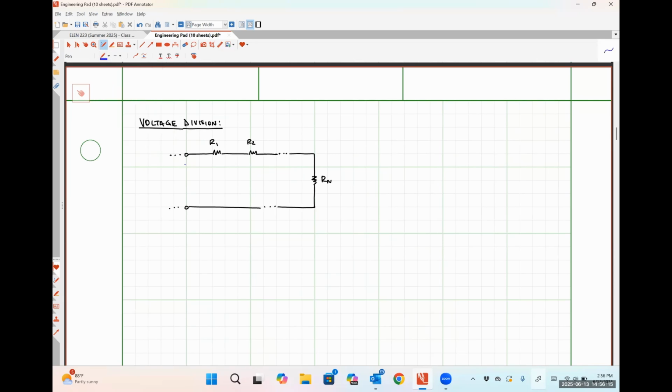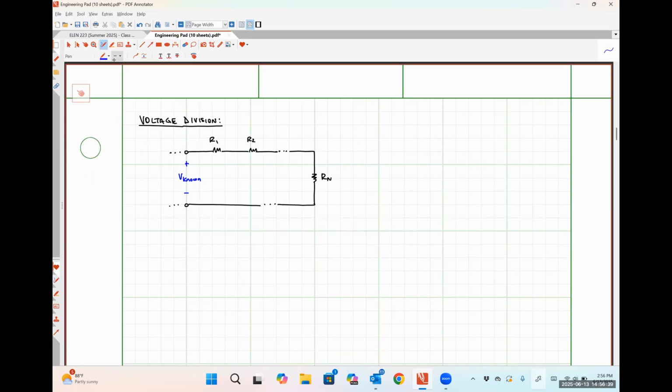I'm going to call the voltage drop across all of these resistors connected in series V known, because in order for us to apply the voltage division technique, we need to know the total voltage drop across all of our resistors connected in series, okay? I'm going to call this common current flowing through all of our resistors I. We don't actually need to know that. In fact, one of the reasons why we might want to apply the voltage division technique is because it allows us to calculate the voltage across any of these resistors without ever bothering to figure out what that current I is. And then I'm going to label these resistor voltages as V1, V2, and so forth, all the way through V sub n. Okay.